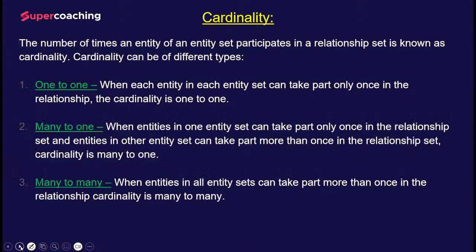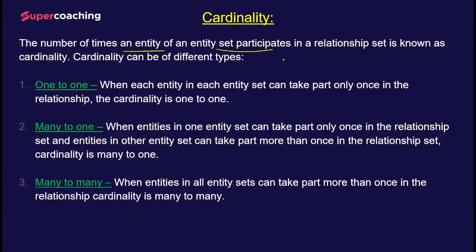Okay. Let's move on to the next term, that is cardinality. Cardinality is the number of times an entity set participates in a relationship. That is, how many times an entity from an entity set participates in the relationship set, that is known as the cardinality. So there are three types of cardinalities: one to one, many to one, and many to many. One to one means from both the sets each entity is participating only one time.